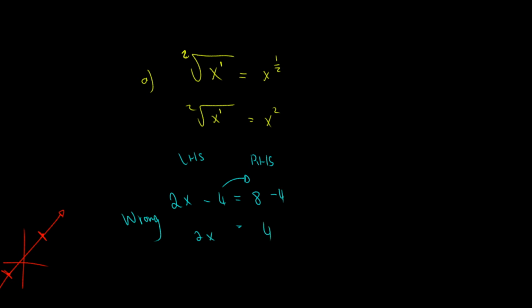In this case, then it will be 4. So therefore, x is equal to 2. That's not what you're supposed to do. You're supposed to add 4 on both sides, because we're trying to cancel this term and that term. So that gives me 4x is equal to 12. And so we have x is equal to 6.